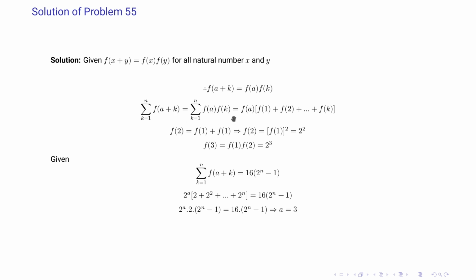So f(a) would be outside, and we have the sum of f(1) plus f(2) up to f(n). Now f(2) is equal to f(1) plus f(1), that is 2 squared. f(3) is f(1) into f(2), that is 2 cubed, and so on. So we have 2 to the power a on the left side, because f(a) would be 2 to the power a, times 2 plus 2 squared up to 2 to the power n, is equal to 16 into (2 to the power n minus 1). We solve this, and we arrive at a is equal to 3.